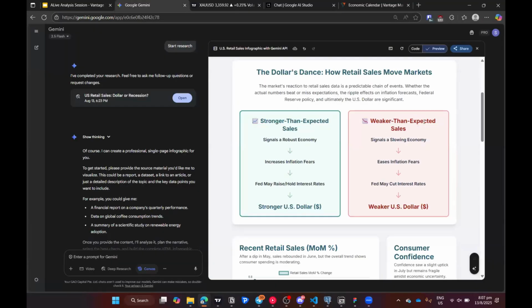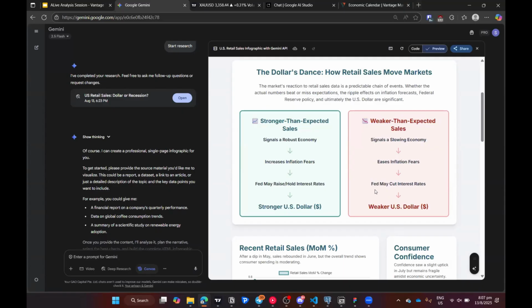If bigger than expected sales, you see a signal of a slowing economy. If there are inflation fears, you might see a cut in interest rates and then a weaker US dollar. And you can kind of see that in euro dollar and pound dollar from yesterday's CPI news.